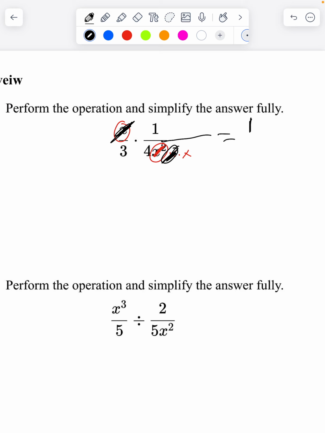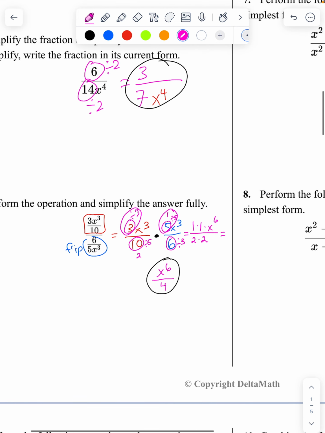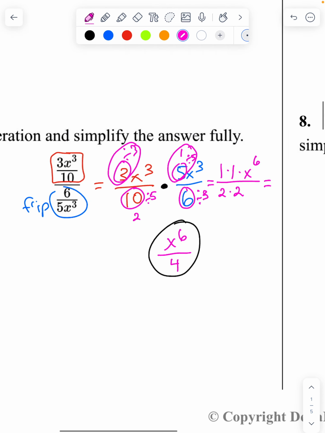If I look here, I have division. And when I have division, I can times and then flip the second one. So it's sort of like this fraction over fraction, because you could think of this as 3x to the third over 10 divided by that. They just put the division symbol instead of stacking them on top. So I'm going to rewrite this as x to the third over 5 times this one flipped.